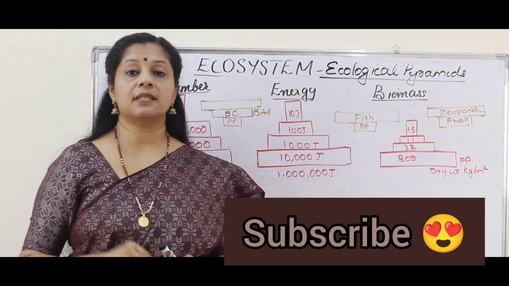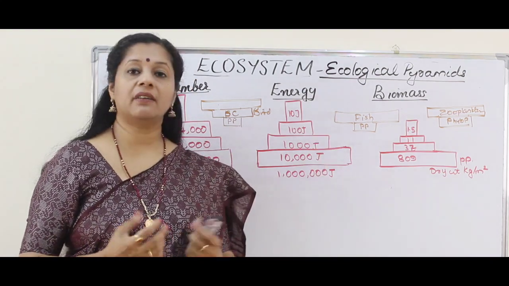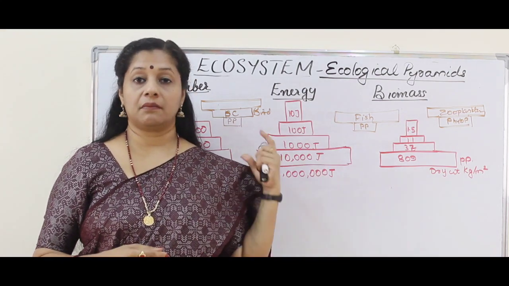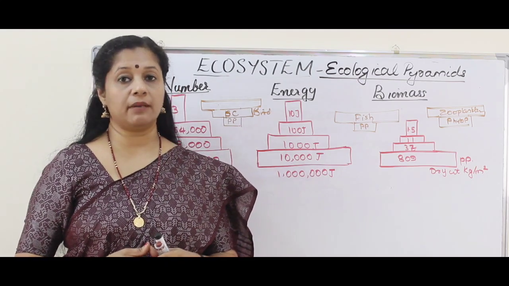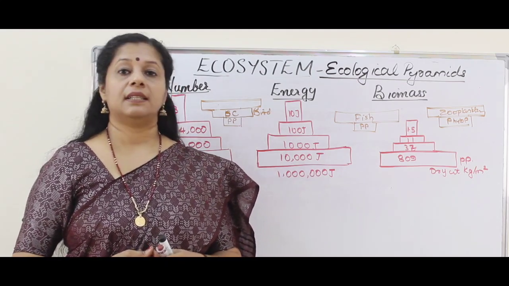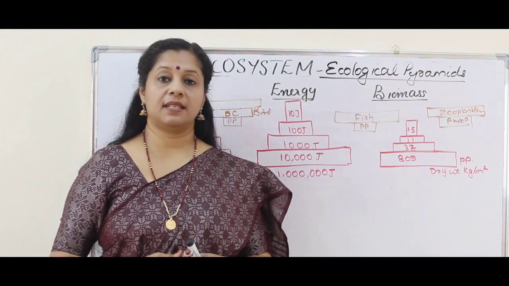Then the fourth point is saprophytes or decomposers are not given any space in this ecological pyramid. So these are the four limitations of ecological pyramids. These are the main points that we have to discuss in this chapter.